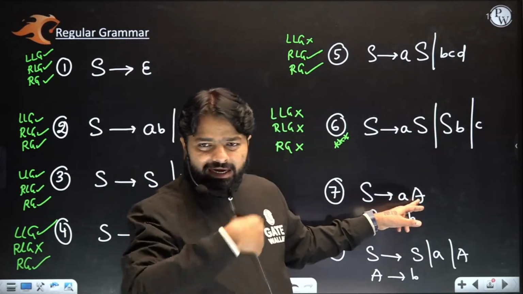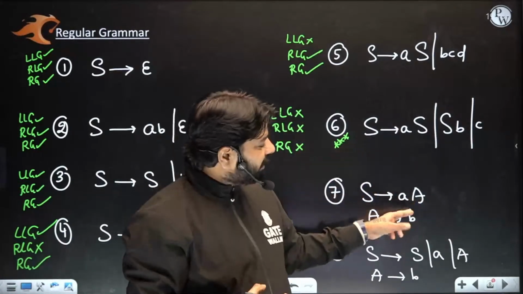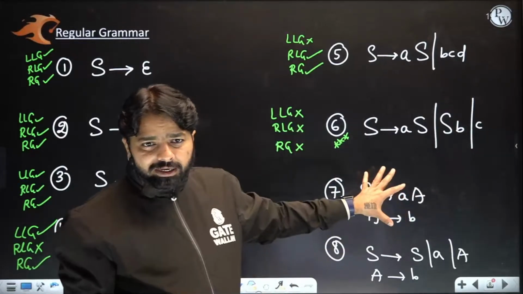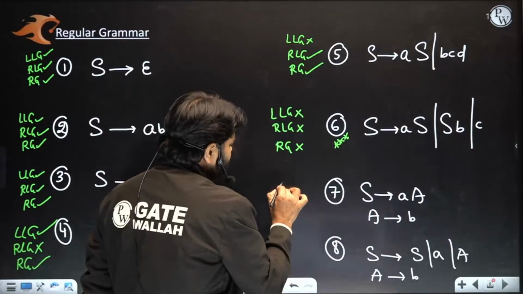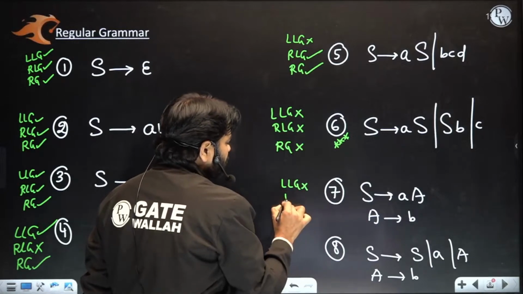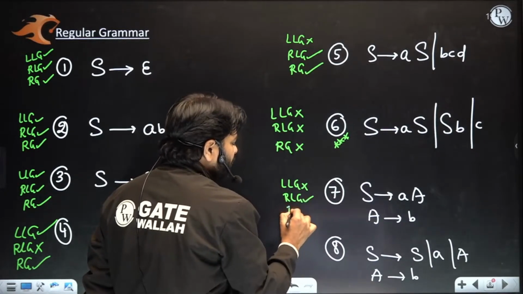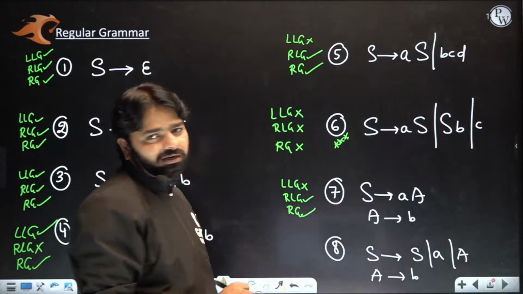Now the seventh, what is it? Now the non-terminal is there on the right side, rightmost. So we say it is RLG. It cannot come under LLG. So it is just RLG. So LLG fails, but RLG yes. So it is regular grammar. Any one of them satisfied makes it regular grammar.